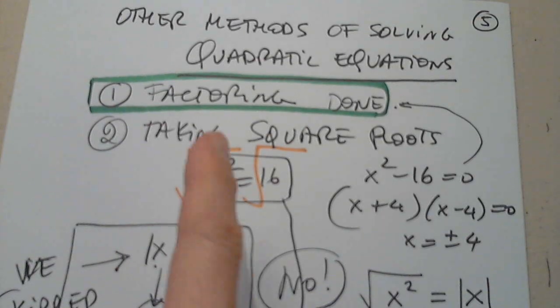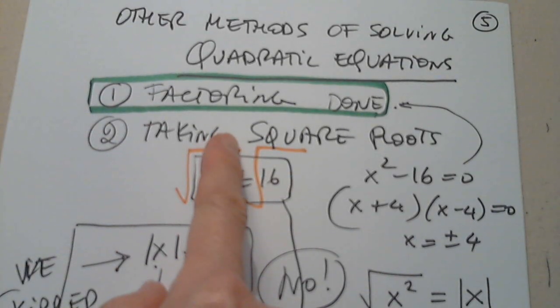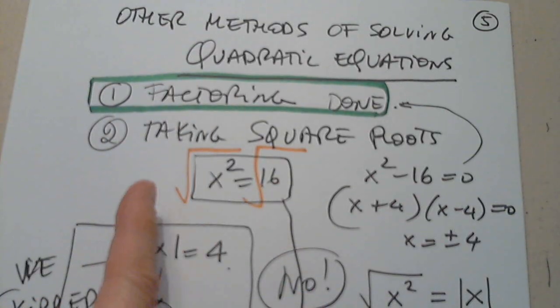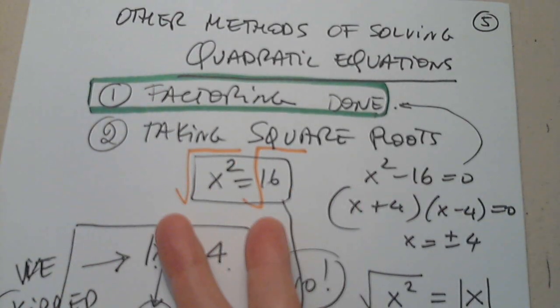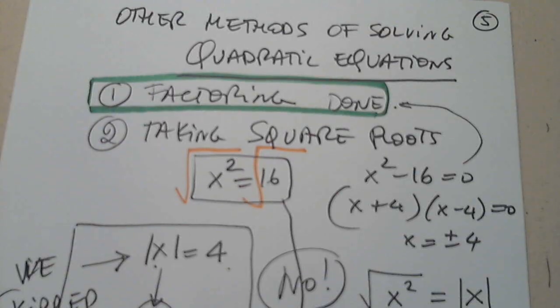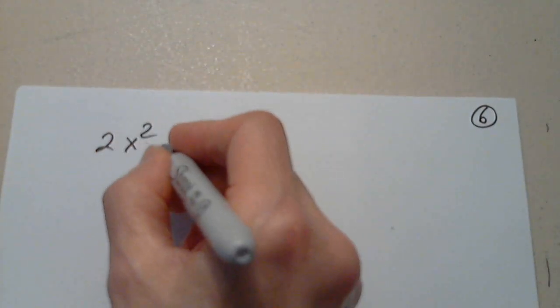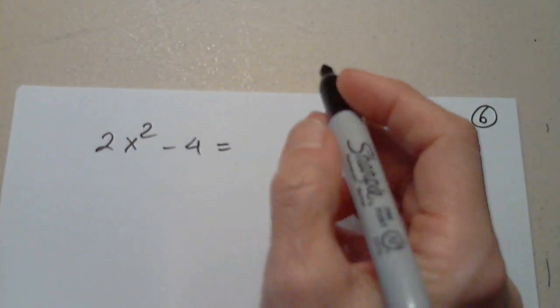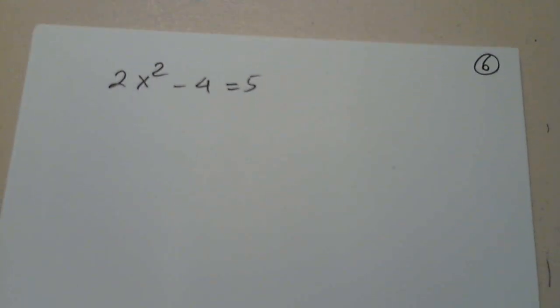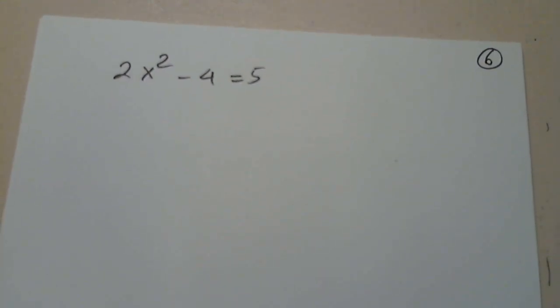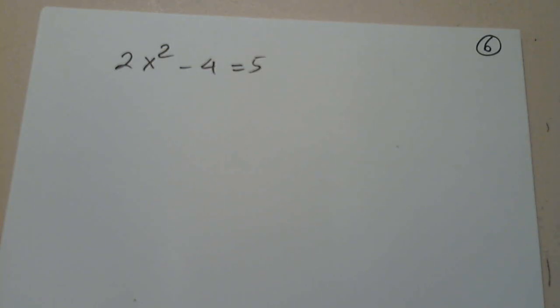So far, factoring, if it takes 20 seconds at the most. If it takes too long, I'll use a different method. Taking square roots, only when it's set up correctly, or it's prepped, if you want. So here's another example. If I have 2x² minus 4 equals 5, you can say this is not prepped. Yeah, it's not. But it's a very easy step.